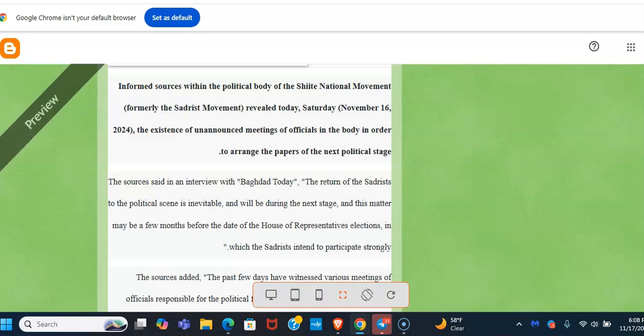It says informed sources within the political body revealed today, which was yesterday, the existence of unannounced meetings of officials in the body in order to arrange the papers of the next political stage. So I always wait. It's good to wait when there are articles out about Sadr. It's good to wait a few hours.